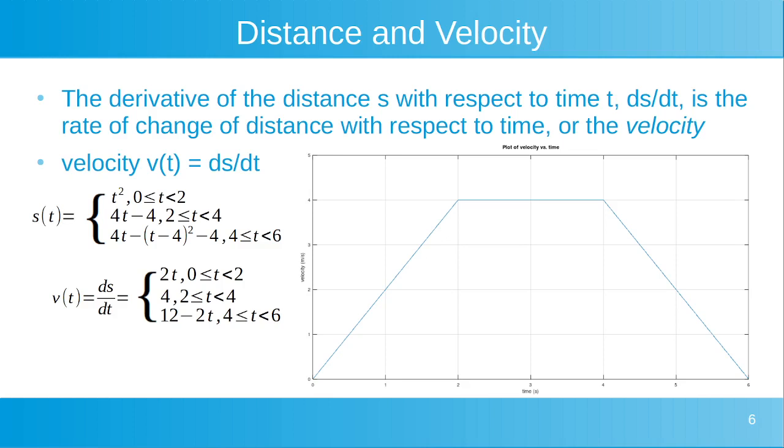From 2 to 4 seconds, the velocity of our object was a constant 4 meters per second. And from 4 to 6 seconds, it appears that our velocity was reducing, with a velocity of 2 meters per second at 5 seconds and a velocity of 0 meters per second at 6 seconds. So it appears that our object had come to a halt at 6 seconds with a velocity of 0 meters per second.